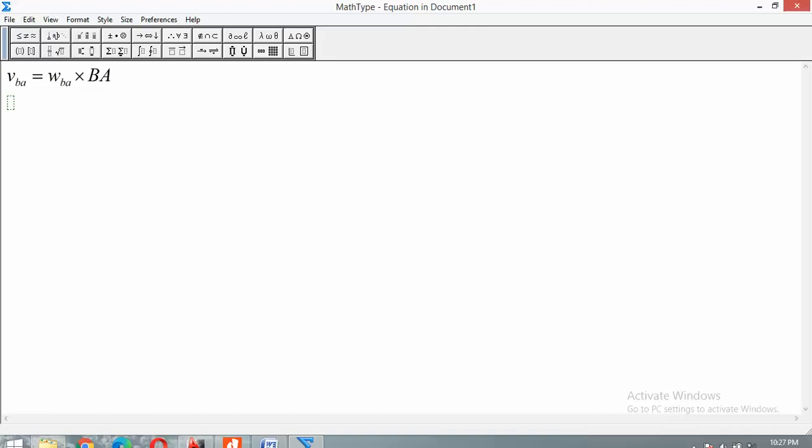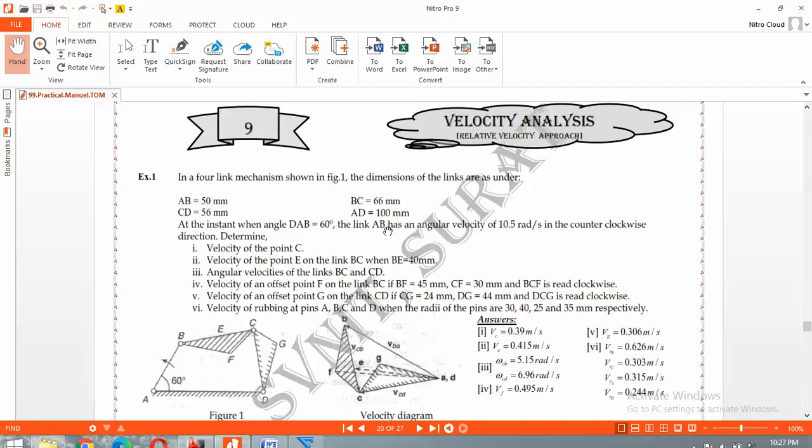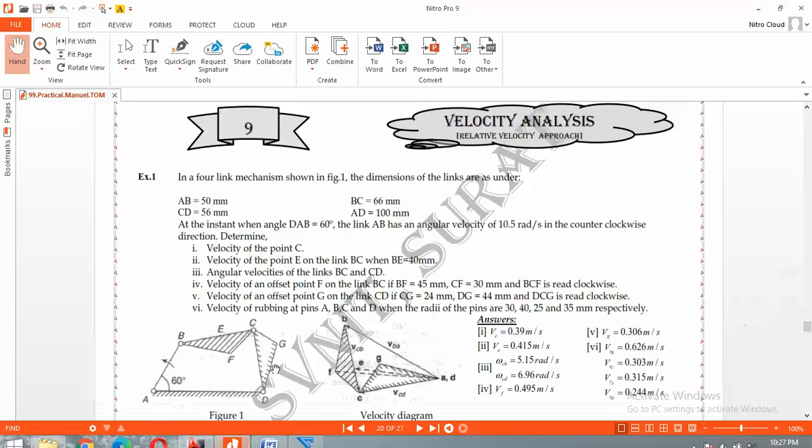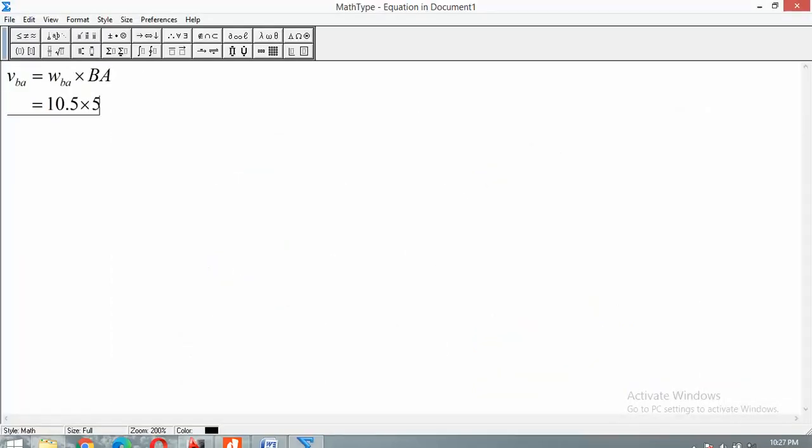So whether omega BA is given or not, let us check. Is the angular velocity given or not? Yes, the angular velocity of the BA or AB link is 10.5 radian per second. So omega BA is given directly, 10.5 radian per second, multiplied by the BA distance. What is the BA distance? Yes, the BA distance is given as 50 millimeter. So let me write down 50.